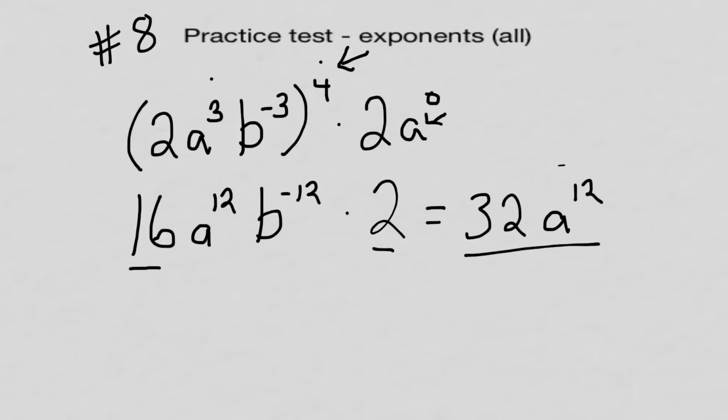B to the negative 12, I got to fix that. I drop B to the bottom, B to the 12th. A lot going on in this problem. If you didn't catch any of that, just rewatch it.